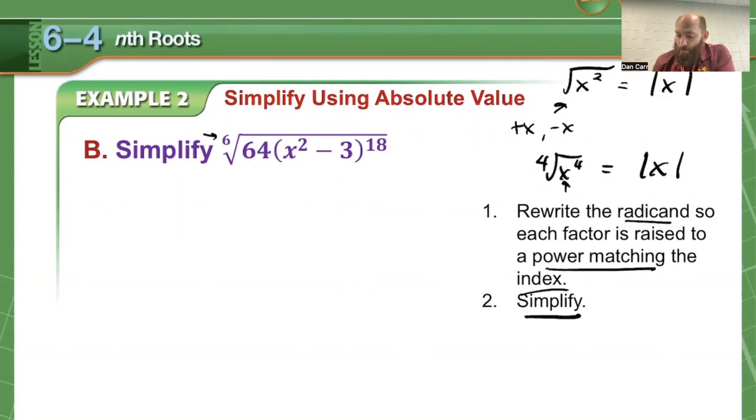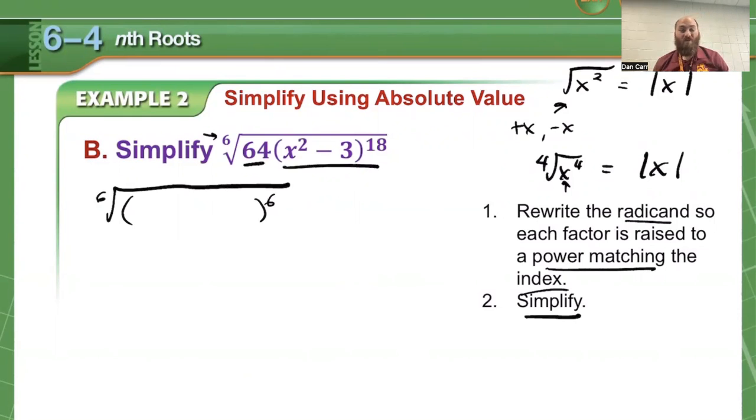So we want to take the 6th root of something to the 6th power. Now, you notice we got two things going on. We got 64 and we got this raised to the 18th power. So for 64, I'm going to double check it, but it should be 2 to the 6th power. Yeah, 2 to the 6th power. So I'm going to put a 2 here. And again, that's 2 raised to that 6th power, gives me my 64.